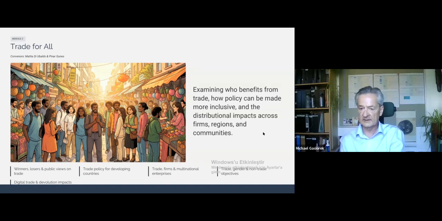And it's really important to understand who benefits from trade, who loses from trade, how policy can be made more inclusive, and to think about those distributional impacts, both within a country, thinking of firms, regions and communities, but also across countries, which are the countries that perhaps might be benefiting more or less from trade. So that's more or less the main topic areas that are covered in Trade for All.